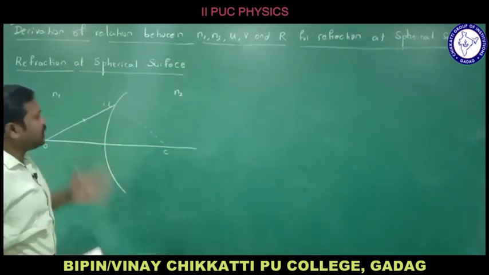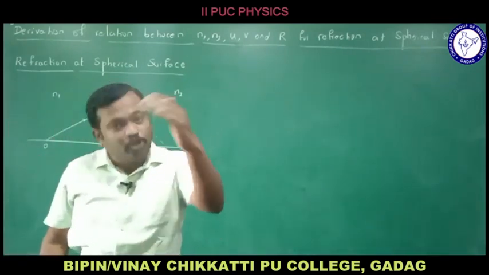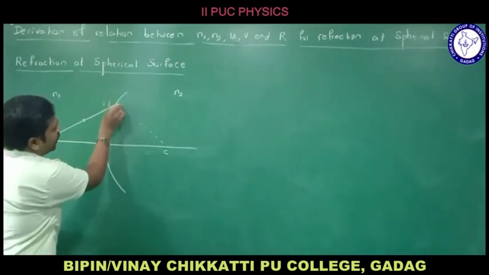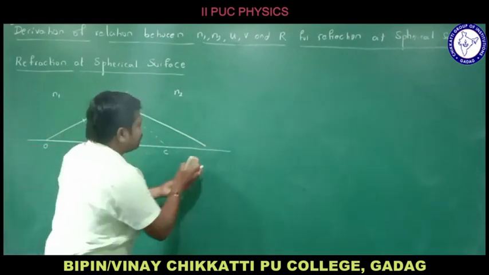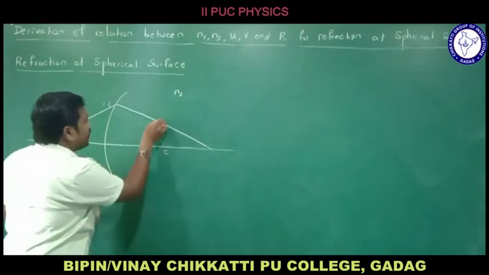So since there is a spherical surface, refraction must take place and the ray of light must bend towards the normal. Okay, where is the normal? This is the normal and the ray of light must bend towards the normal. Okay, I have considered this. This is the principal axis. Let me continue, and at this point it will bend here.